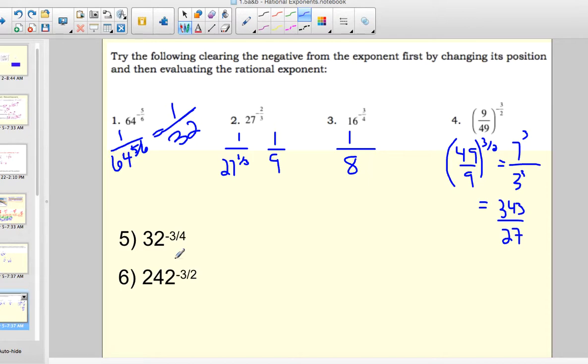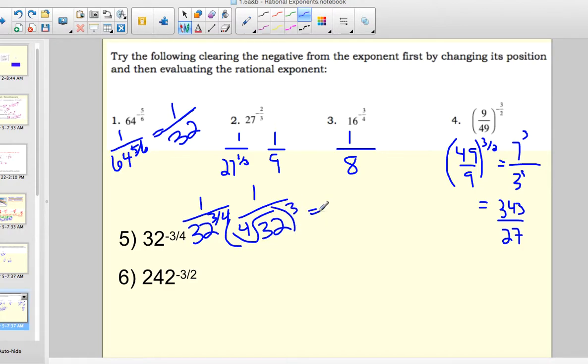Okay, so for number 5, we're going to work with 1 over 32 to the 3/4. Now the 4th root of 32 is not 2. The 5th root of 32 is 2. So you're going to have to do a little bit of work here. I'm going to rewrite it as a radical: 1 over the 4th root of 32, and then all raised to the 3rd power.